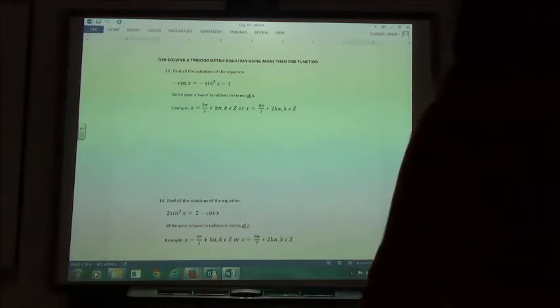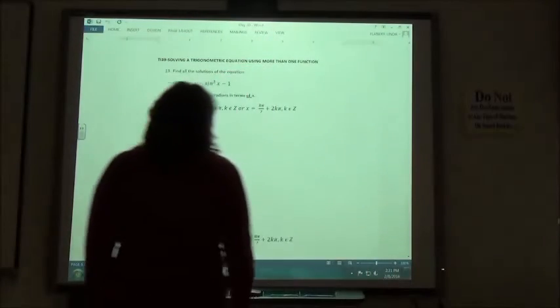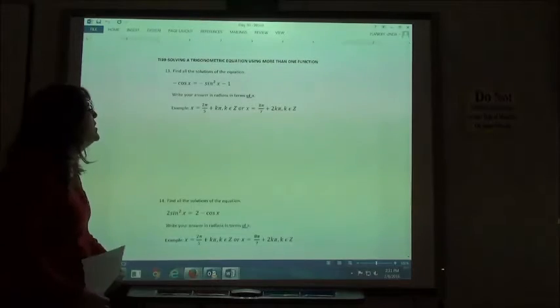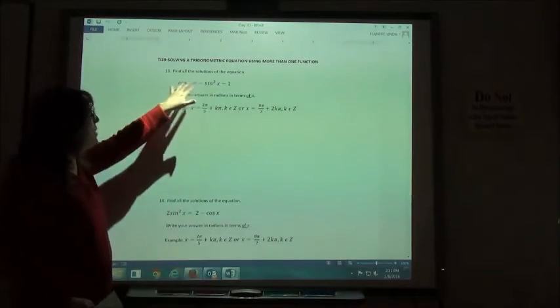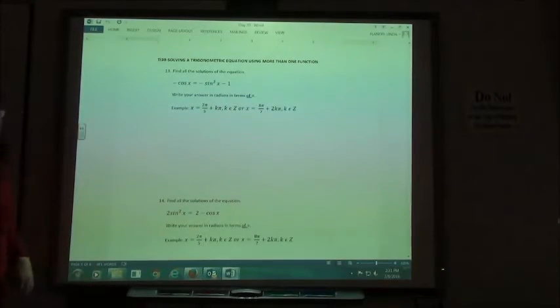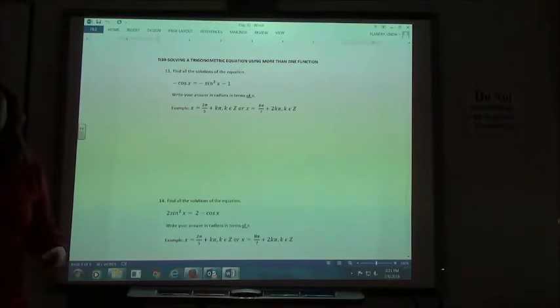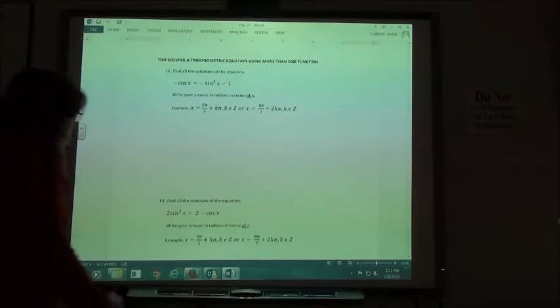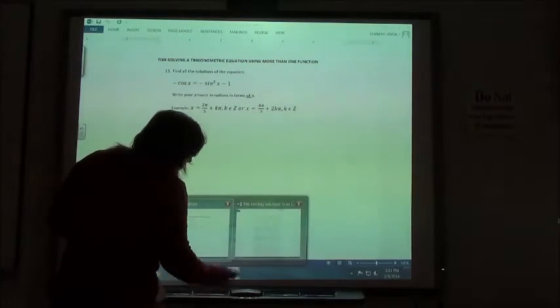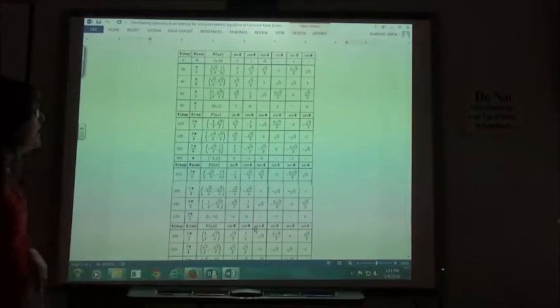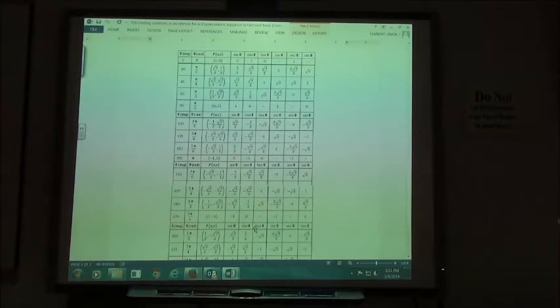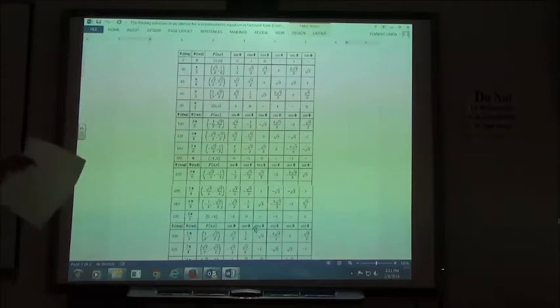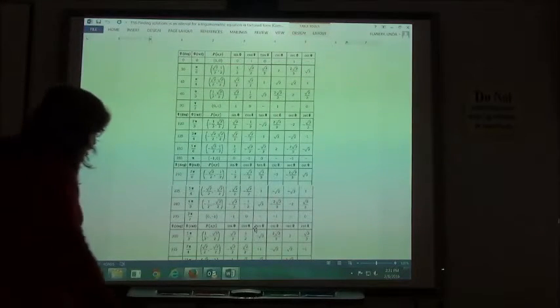13, 14, 15, we're solving trigonometric equations using more than one function. So we're going to substitute in and try to get them written either in terms of all the same function, or sometimes they have more than one and you end up having to factor them out. Again, you're going to want to have this table handy so that you can look up the values once you have your equation solved.